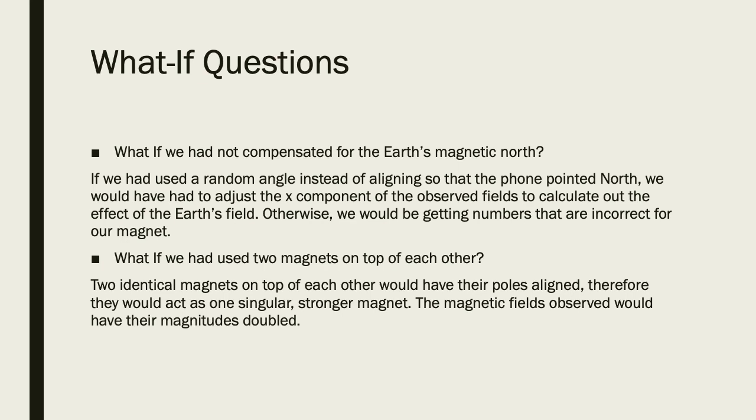And if we had used two magnets on top of each other, two identical magnets on top of each other would have their poles aligned. Therefore, they would act as one singular, stronger magnet. The magnetic fields observed would have their magnitudes doubled.